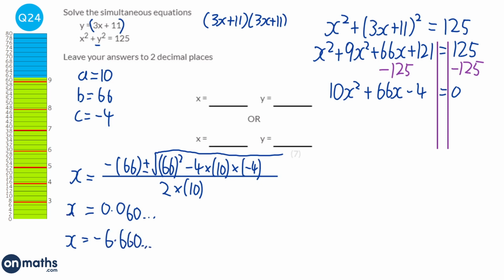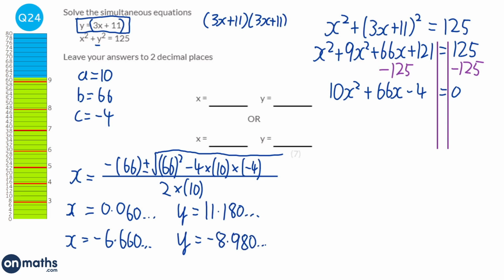Now, you might think, well, how are we going to find out what the y's are? Well, if x is 0.06, blah, blah, blah, we've got an equation here that says to find out what y is, we times the x by 3 and we add 11. So we're going to times that first solution by 3, then add 11, and that gives us that y is 11.180, blah, blah, blah. We're going to do that with the next solution, and we're going to times it by 3 and add 11. And when we do that, we get minus 8.980, blah, blah, blah.